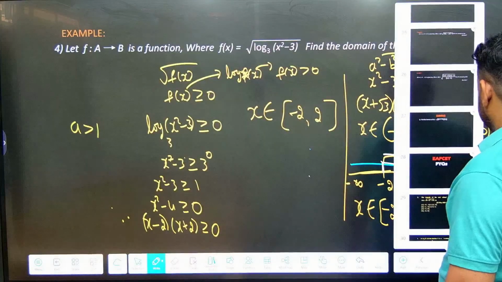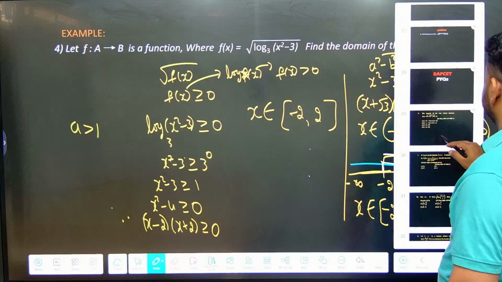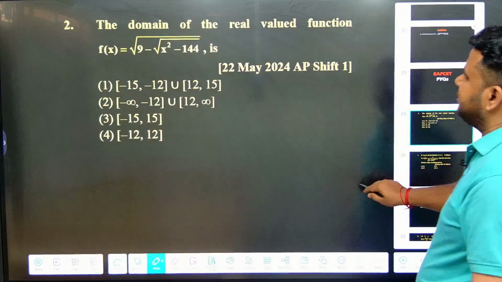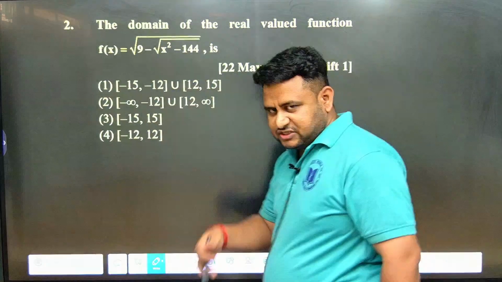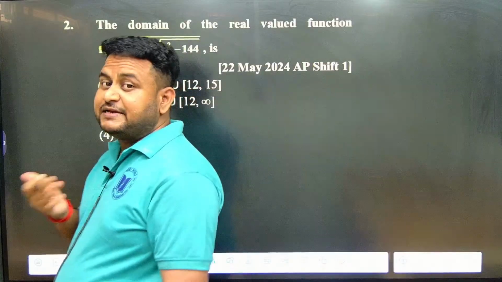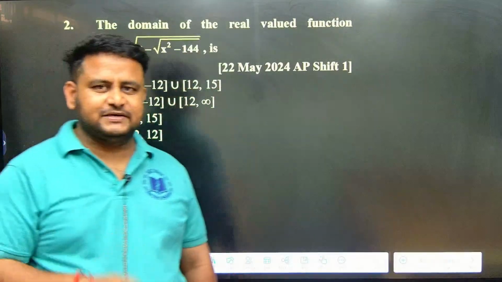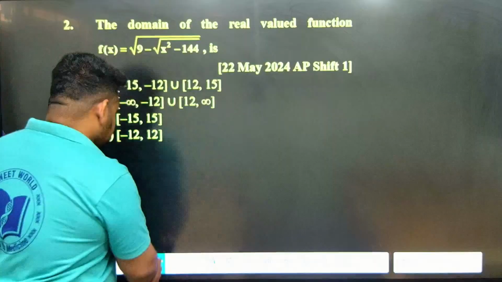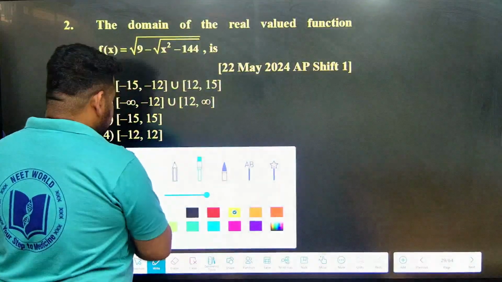Next, let us solve some questions on domain and range which have come in your actual exam, that is state entrance exams like AP EAPCET, Telangana EAPCET, and even in JEE Mains it has come. So, let us take this question.